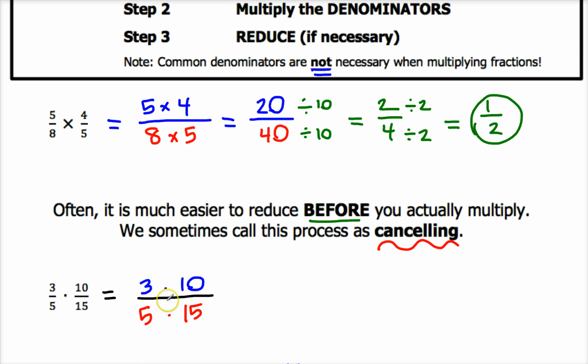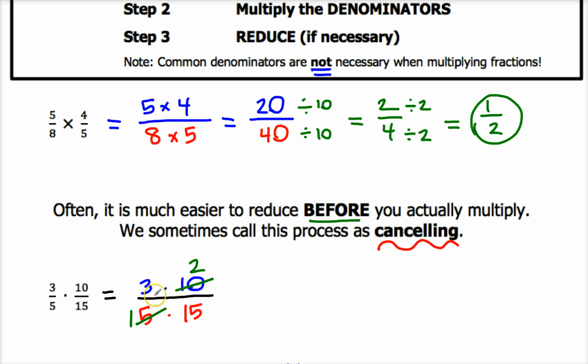If you look at the numerators and the denominators here, you see we have a 10 at the top and a 5 at the bottom. I know that 10 and 5 are both divisible by 5, so I can do this process of canceling to reduce my fraction before I actually multiply. And I'm going to do that by dividing 10 by 5, which will leave me with a 2, and 5 by 5, which will replace my 5 with a 1. So what I did right here is I divided 5 and 10 both by 5 to replace them with a 1 and a 2. I can also do that with my 3 and my 15.